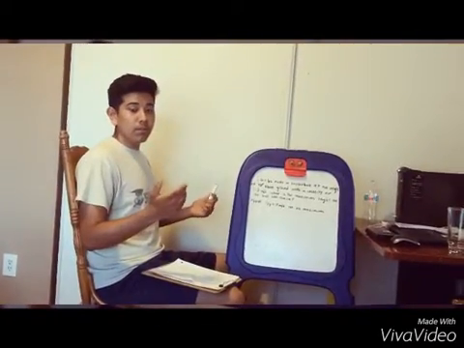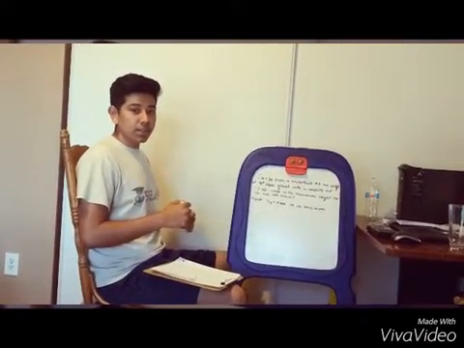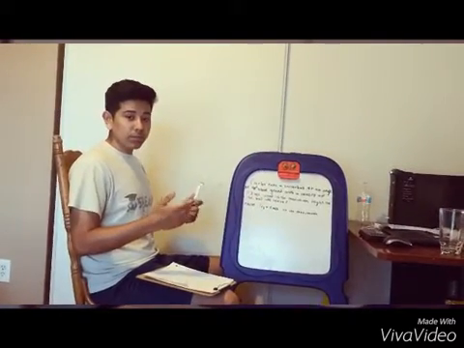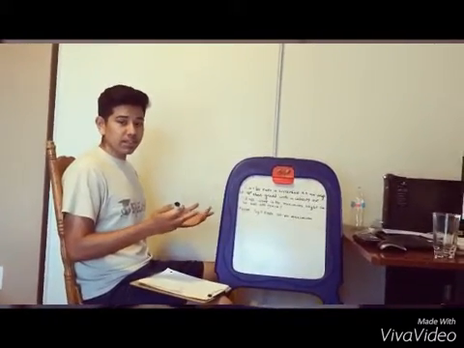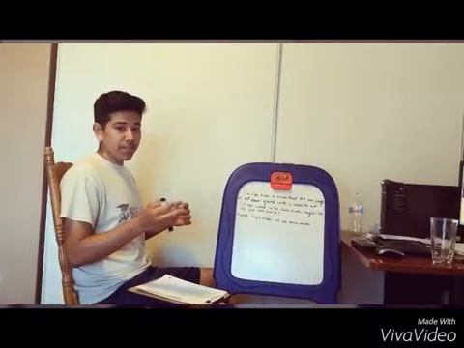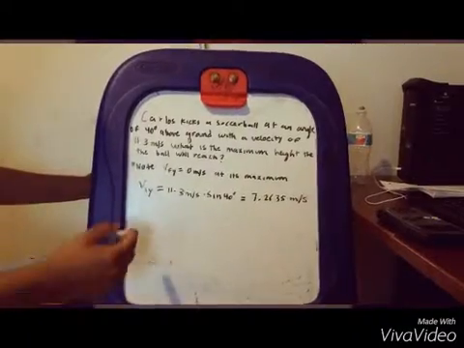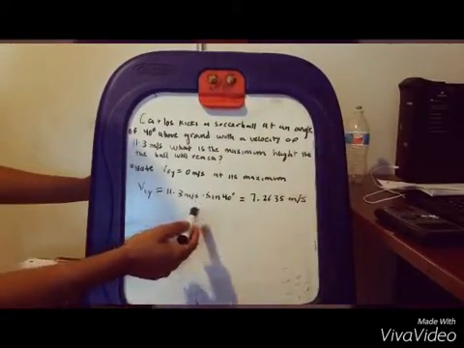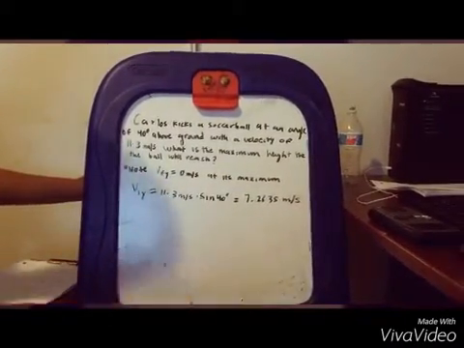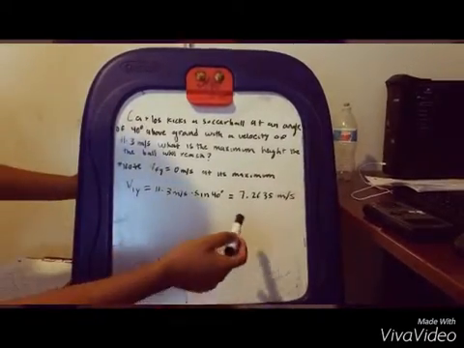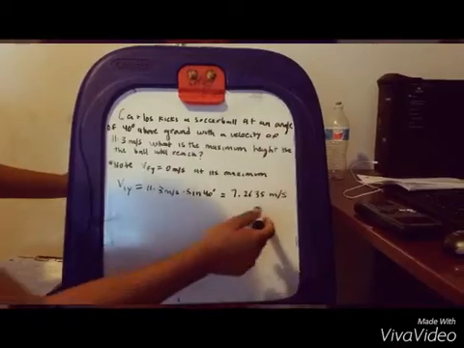Alright, so to solve this problem, we must first find the initial vertical velocity so that we can then find the maximum height that the ball reached. After we find those values, we will substitute that into a second equation, taking into consideration that the final velocity of y is 0 meters per second at its maximum height. To find the initial vertical velocity, we multiplied the initial velocity by the sine of theta, which in this case was 40 degrees. We did these calculations beforehand, and it turns out to be 7.2635 meters per second.